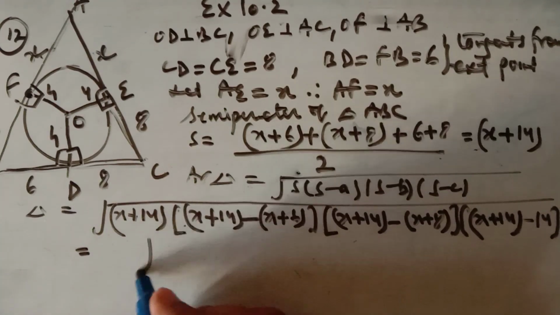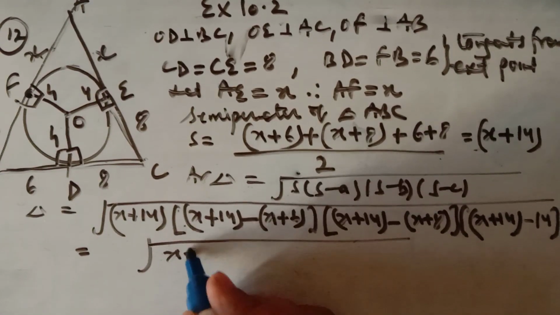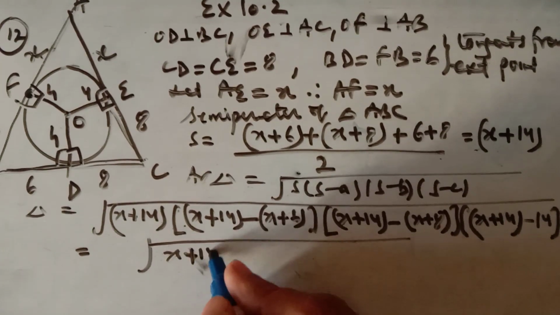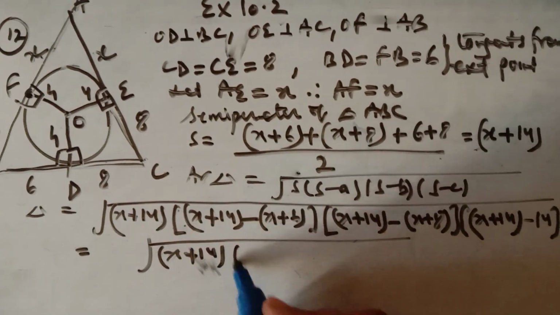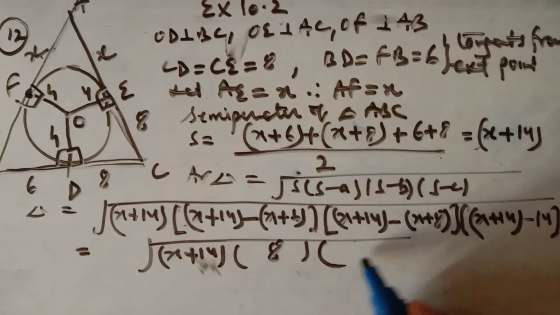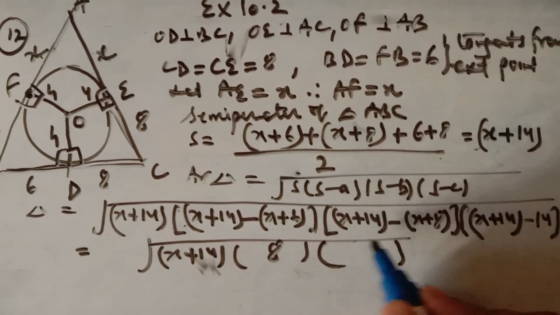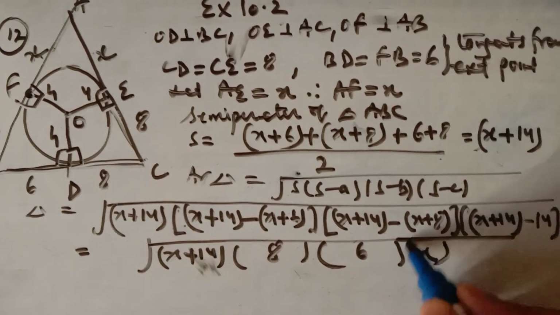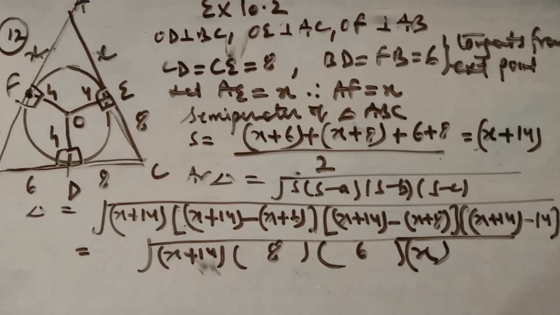आप इसको simplify करिए. You will get this is x plus 14. x cancel हो जाएगा. 14 minus 6, that is 8. यहाँ पर भी x cancel हो. 14 minus 8 will be equal to 6. And 14 से 14 cancel. This is the area of this triangle. ये triangle का area हो गया in the first way.